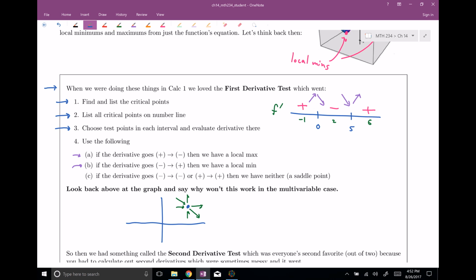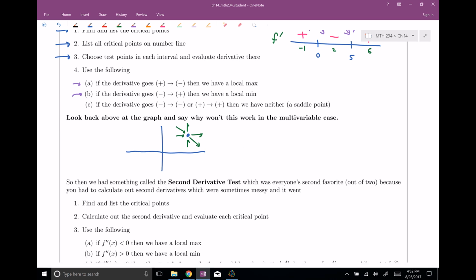So therefore, we look at the second derivative test. The claim is the first derivative test won't work for multivariable calculus. Well, you can kind of fix it, it's very complicated, but it's horrible. The much easier one to use in multivariable calculus is the second derivative test, which I say here is everyone's second favorite out of the two. And this was a bit of a pain, because you had to calculate the second derivative. It was a bit messy, but here's how it went.